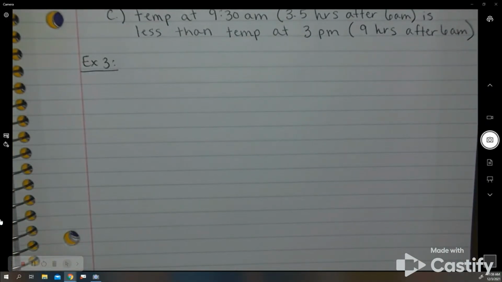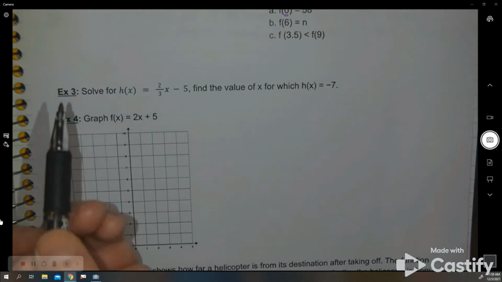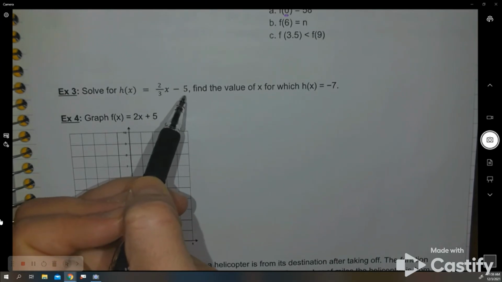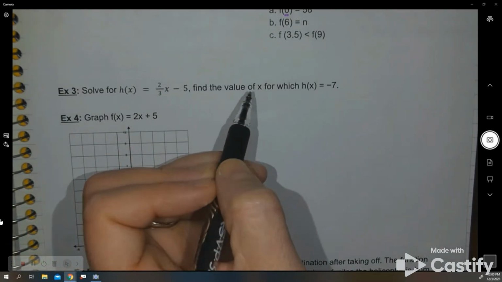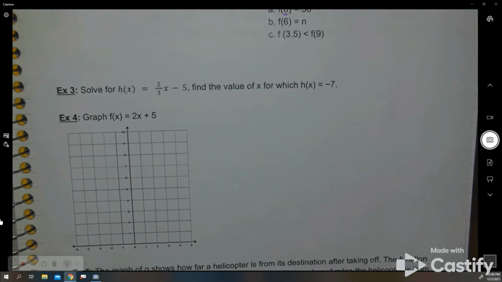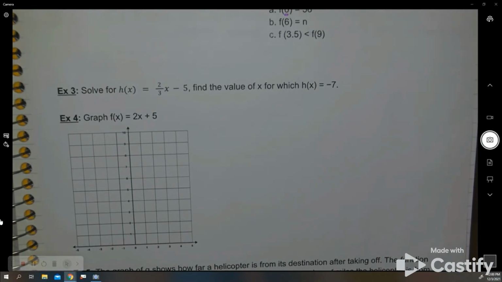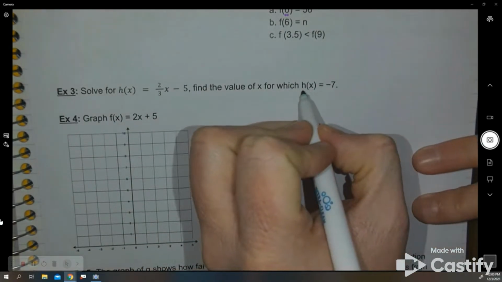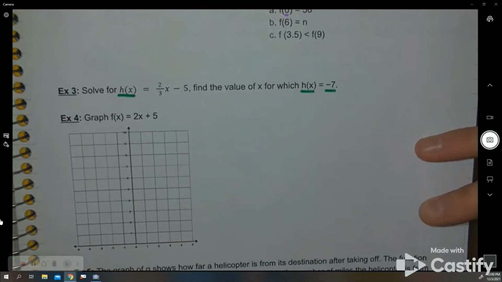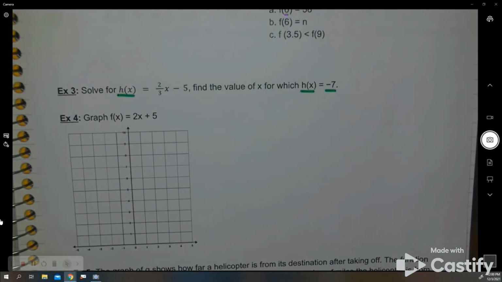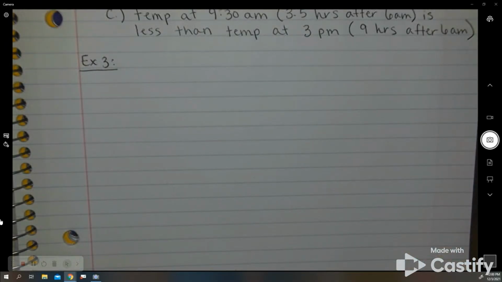All right, moving on to example 3. Example 3 says, solve for h of x equals 2/3 x minus 5. Find the value of x for which h of x equals -7. So if they're telling us that h of x equals -7, that means in my original function notation, I have to replace h of x with -7. It's just like when they say x equals 5, we replace x with 5. So it's a similar situation here. So we're going to write down our equation, our function.